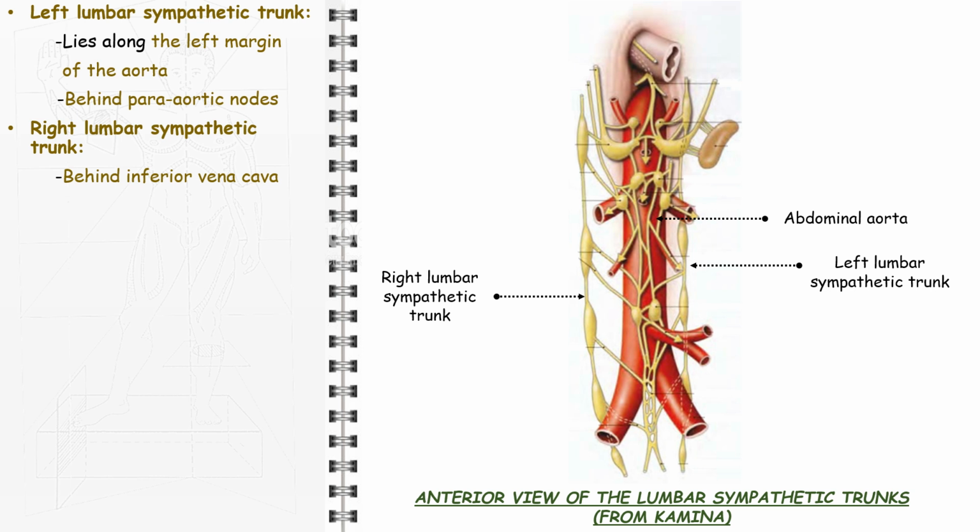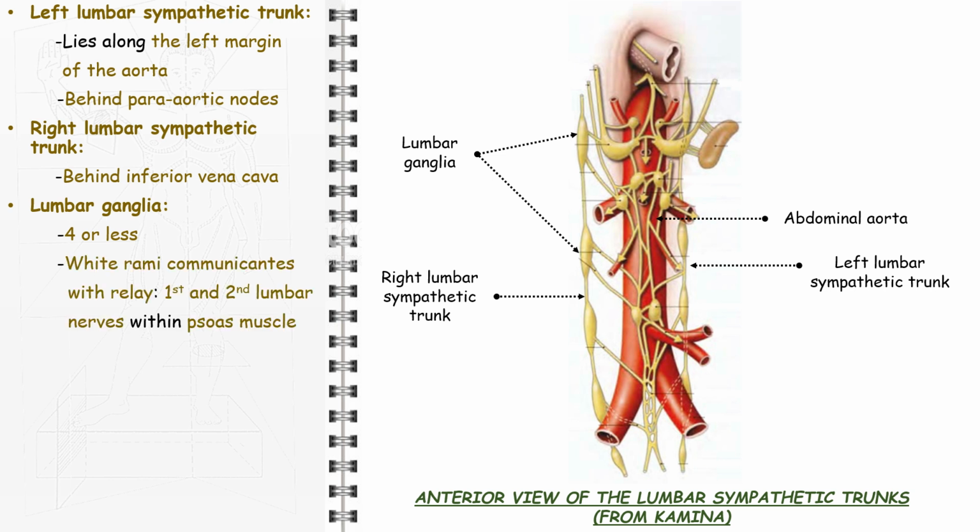The lumbar ganglia are conventionally 4 in number, but fusion of ganglia may reduce them. White rami communicantes are received from the first 2 lumbar nerves, and small accessory ganglia lie at this level within the substance of psoas. Here relay occurs and the grey rami return to the first lumbar nerves within the substance of the muscle, especially the first.